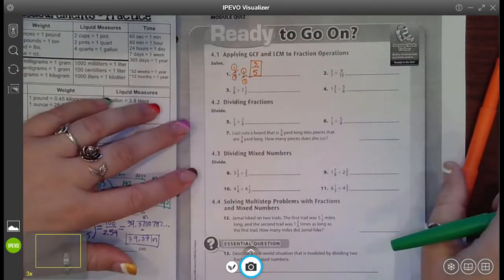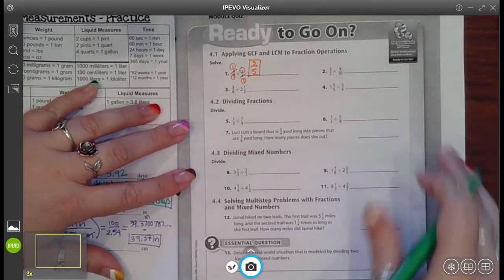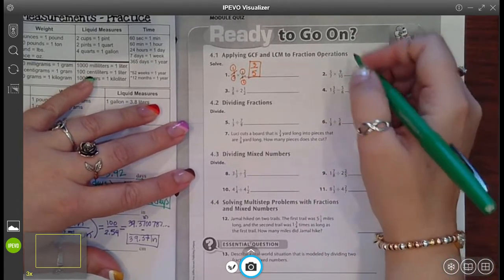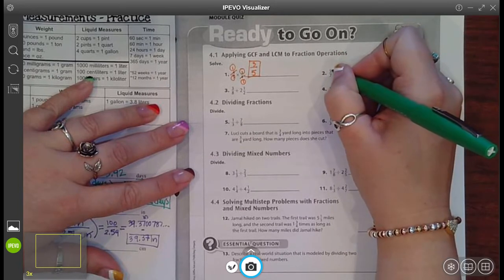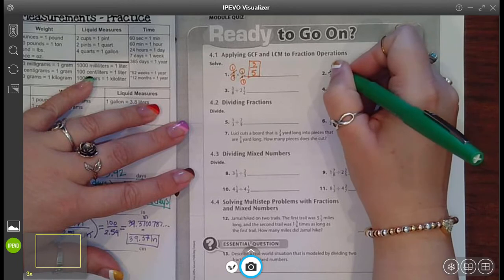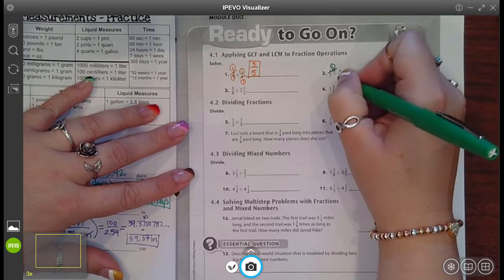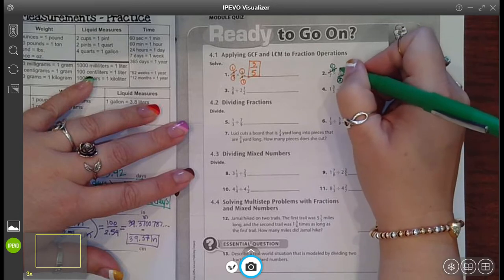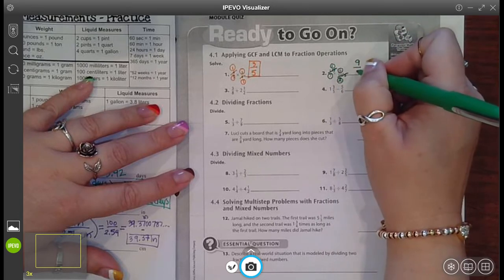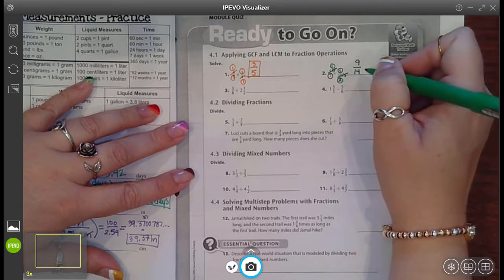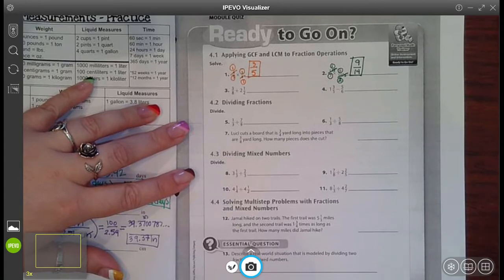Okay, my next one says 5/7 times 9/10. Well, these can't cross cancel, but 5 can go into both of these. 5 divided by 5 is 1, and 10 divided by 5 is 2. Now I'm left with 1 times 9 on top, which is 9, and 7 times 2, which is 14 on the bottom. That can't reduce, so I'm done.